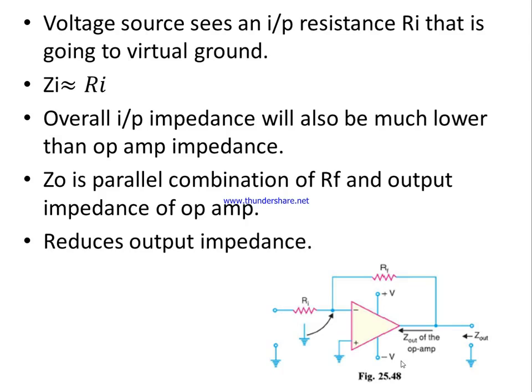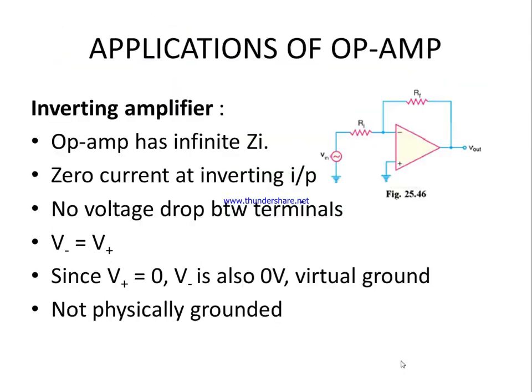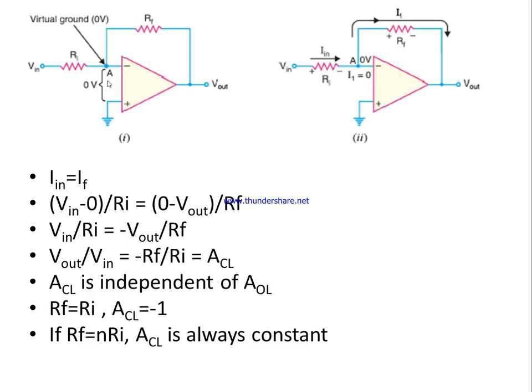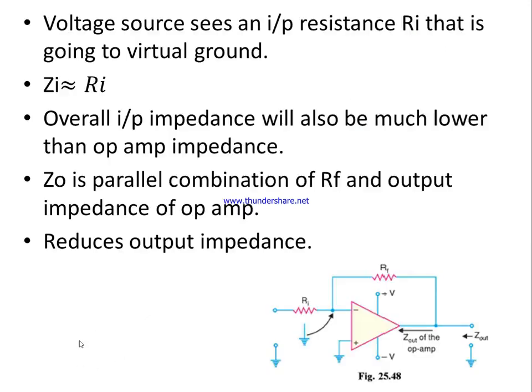Okay, so this is all about the inverting amplifier. There will be virtual ground, and IIN will be equal to IF because no current is flowing through the input terminals. Then the closed loop gain will be minus RF by RI, which is independent of open loop gain, and this will always be constant if we are taking this ratio. And the input impedance will be very much less than that of the input impedance of the op amp because ZI is approximately RI, and the output impedance will be less than the value of the output impedance of the practical op amp because ZO and RF are connected parallel to each other. Okay, so this is all about inverting operational amplifiers.